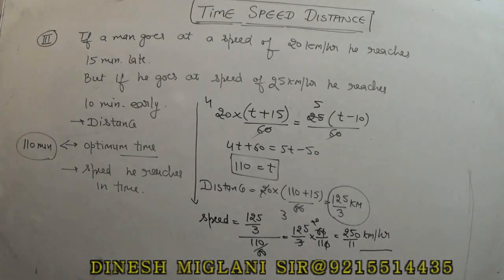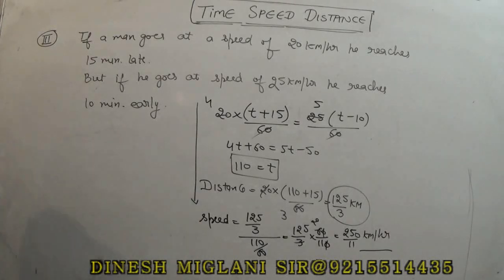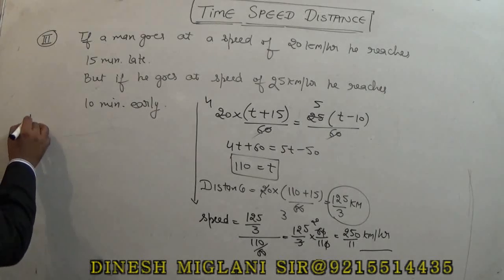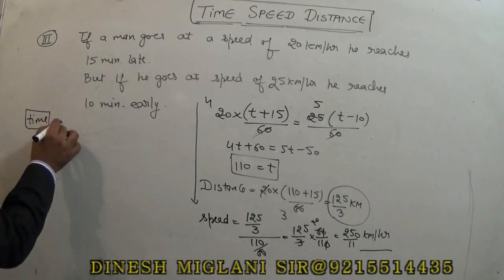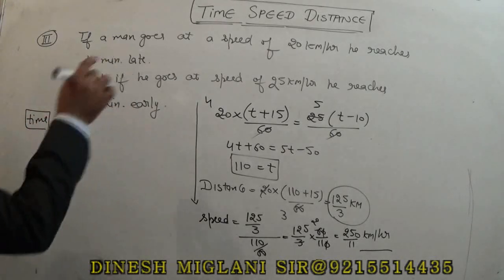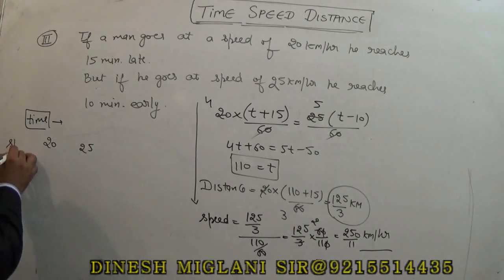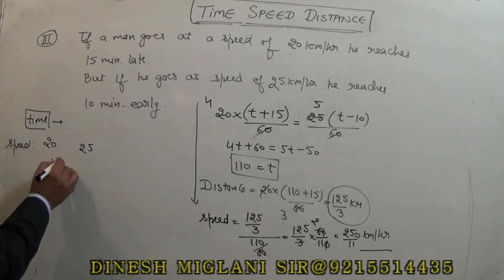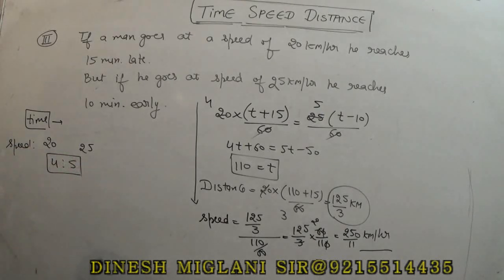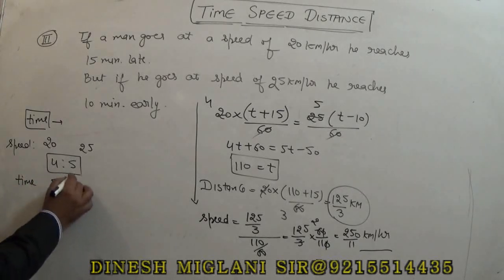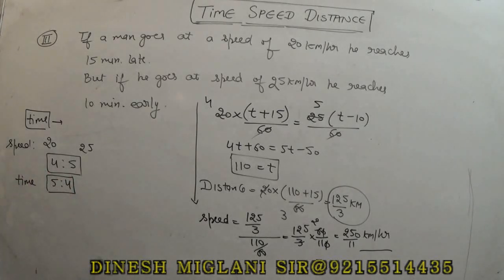Now there are some standard shortcuts here. If the question asks us to only find the time, that may also be found in such a way. Initially the speed was 20, now the speed becomes 25. So we can say the ratio of their speed is 4:5. Here I can say the ratio of their time is 5:4. If the speed ratio is 4:5, then the ratio of their time is 5:4.